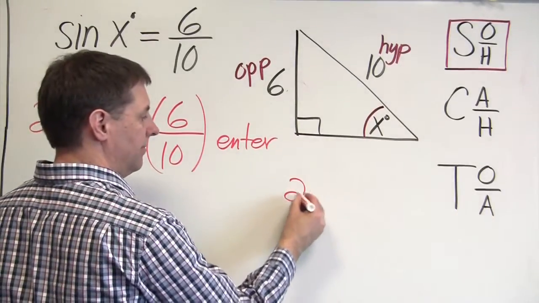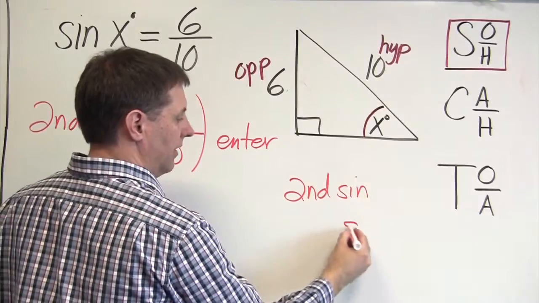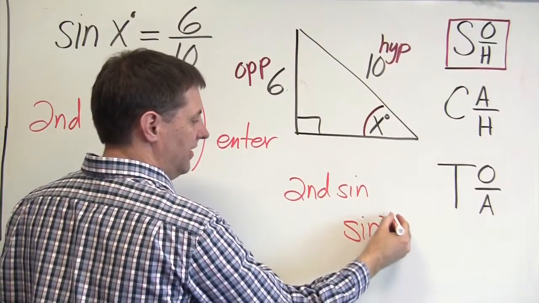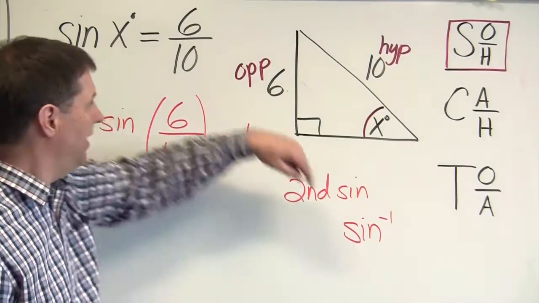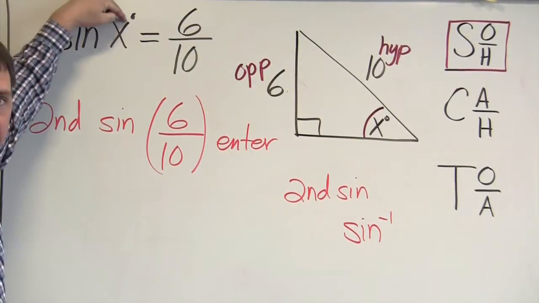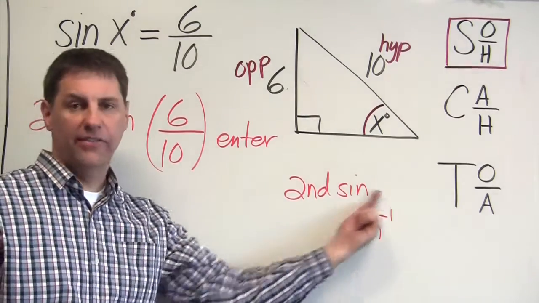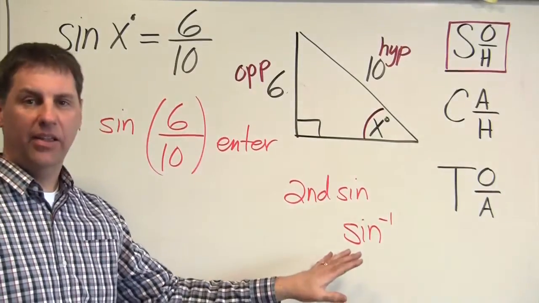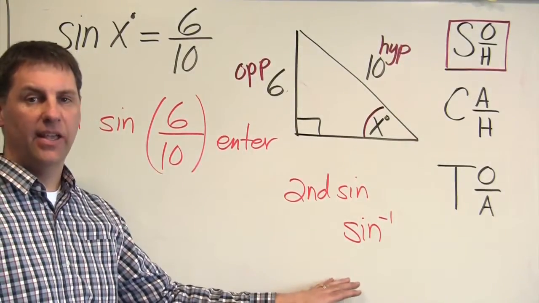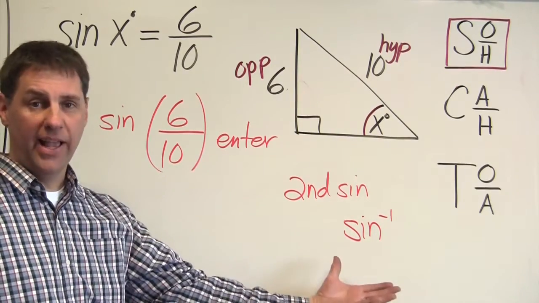Second sine is actually this button right here. That's the inverse of sine. Okay? Back up here, again, we're taking the sine of x. If I want to undo that, I want to hit the inverse of sine. So remember, calculator has to be set to degrees. If it's set to radians, you're going to do everything correct and get the wrong answer.